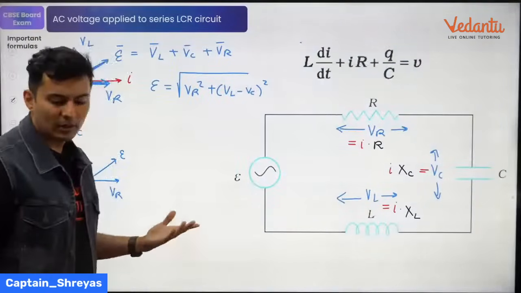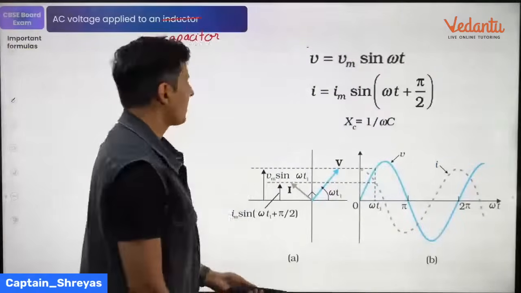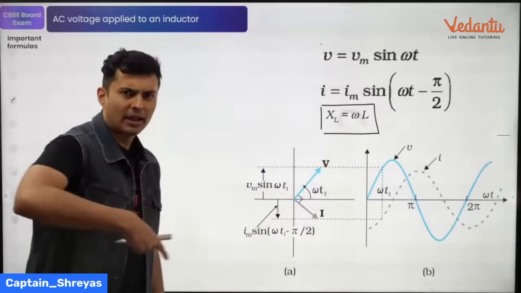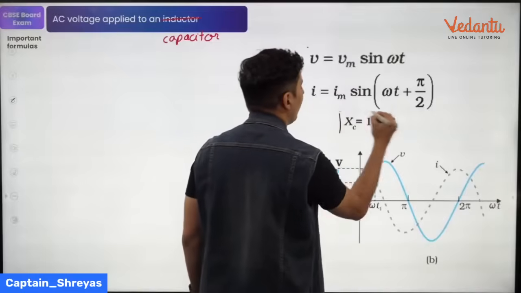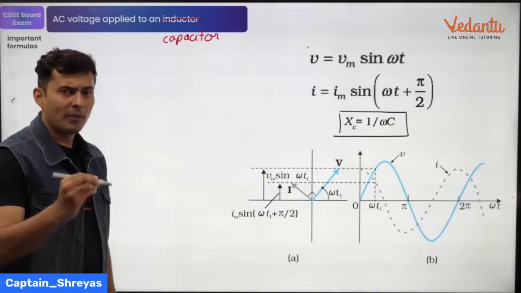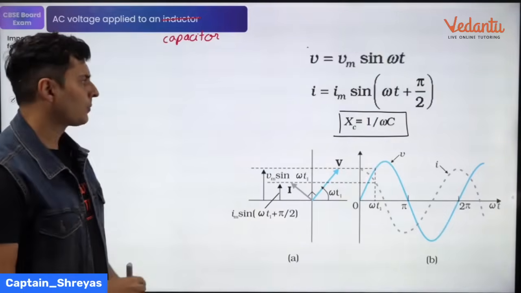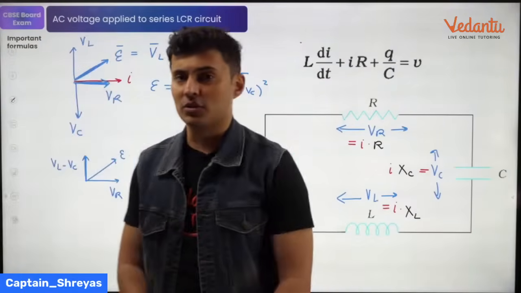Now what is the formula for XL? I put it up in the previous slides. The capacitive reactance and the inductive reactance. Inductive reactance is omega L, angular frequency into inductance. Capacitive reactance is 1 by omega C. Omega is angular frequency, C is the capacitance. So now, looking at all these diagrams, you can never ever be confused.